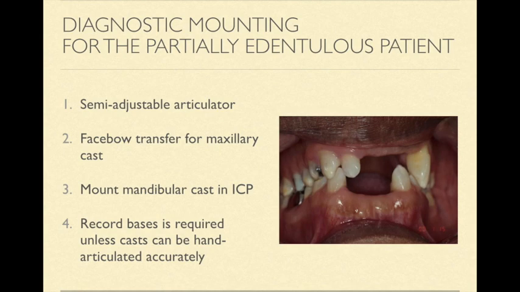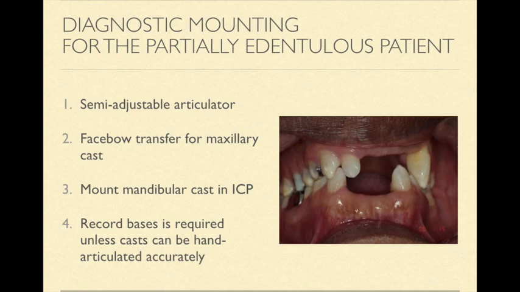And when we do a diagnostic mounting for partial denture patients, we need to use a semi-adjustable articulator. We need a facebow transfer for the maxillary cast, and we mount the mandibular cast in the intercuspation, which is called the ICP location. We will also need to use a record base in most cases. However, if you can hand-articulate the upper and lower casts accurately, it might not really be necessary.